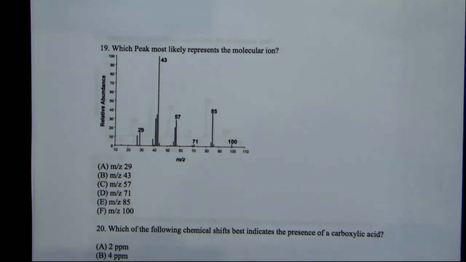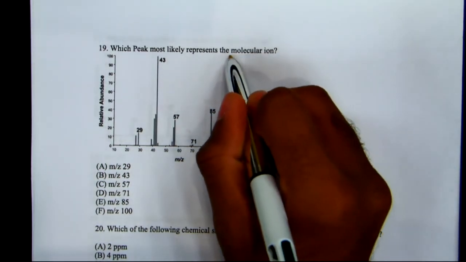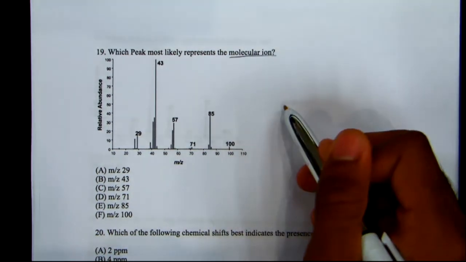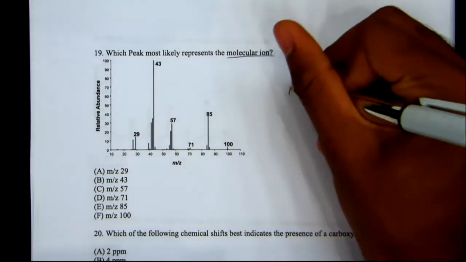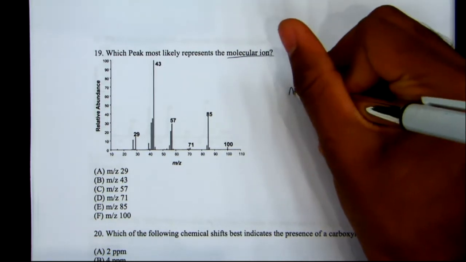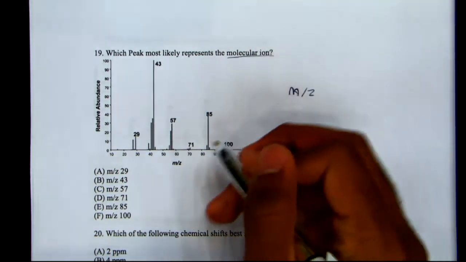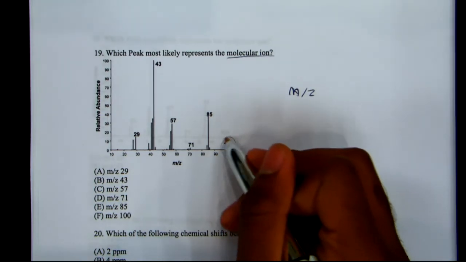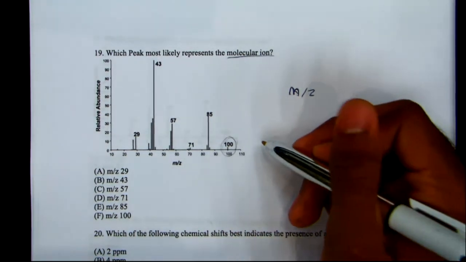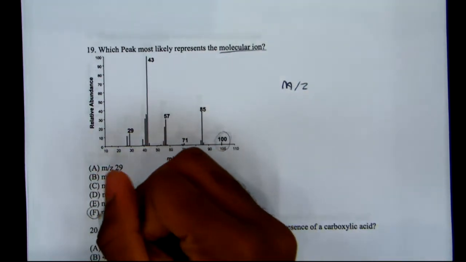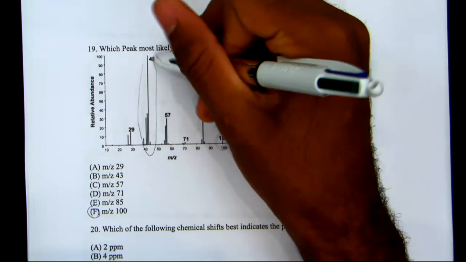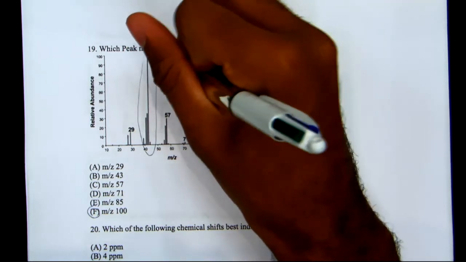All right, so this one, it's just saying which peak likely represents the molecular ion. The molecular ion will be the total MZ value for it. So it's just going to be the highest number most of the time. So knowing that, your MZ should equal 100. The highest peak right here is a base peak, so it's not going to be that.